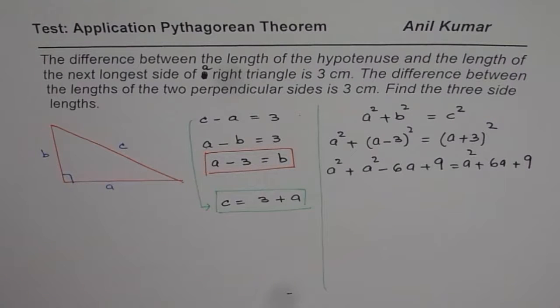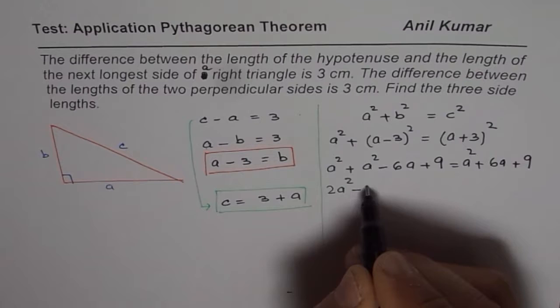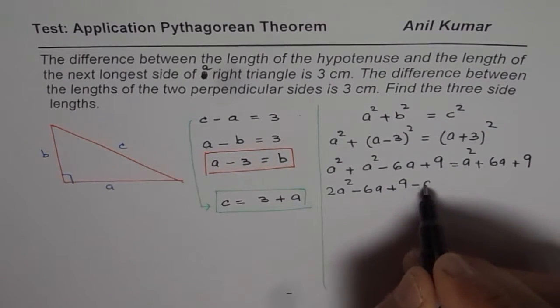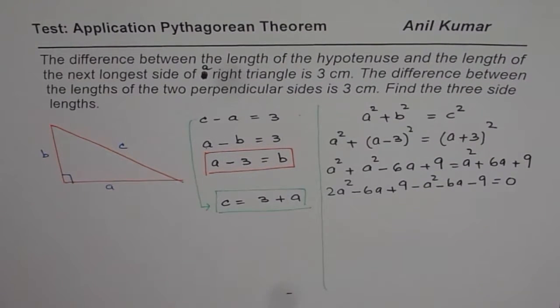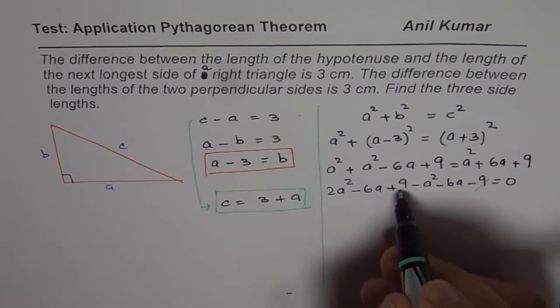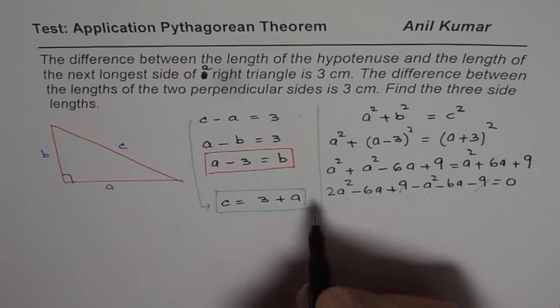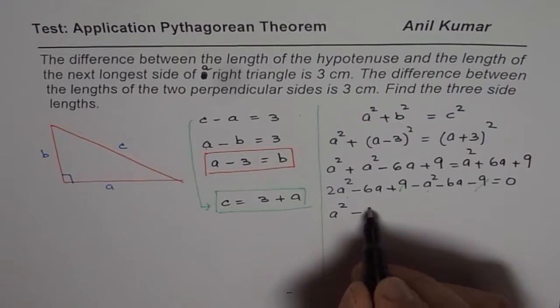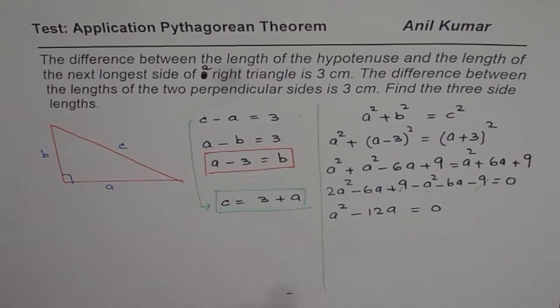So when you do that, let's do it in steps. So we have 2a square here, 2a square minus 6a plus 9. Bringing a square, we get minus a square minus 6a minus 9 equals 0. Now plus 9 minus 9 cancels out, and we'll now take care of these two. 2a square minus a square is a square. So a square minus 6a, that means minus 12a, is equal to 0.